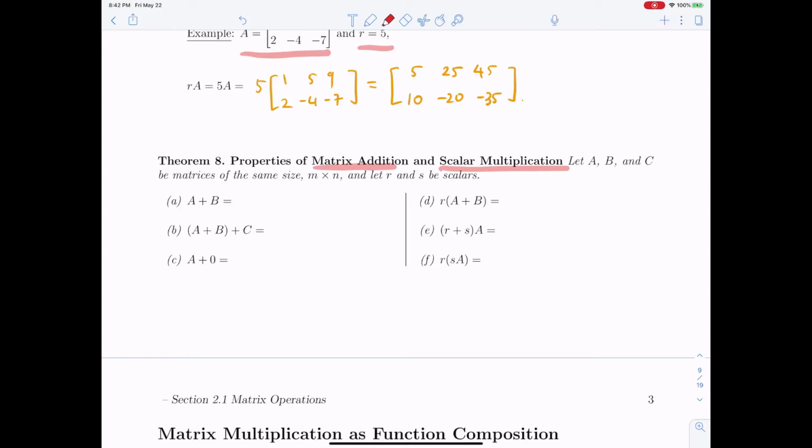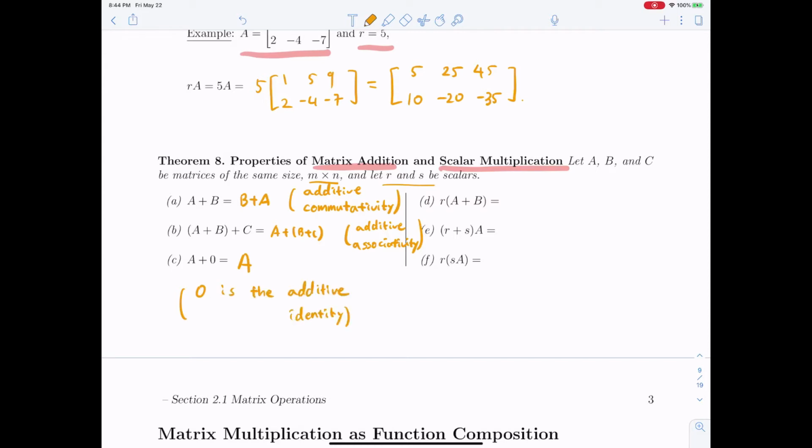Suppose you have A, B, and C as matrices with the same size, and r and s are scalars. Then A plus B equals B plus A, and we call this additive commutativity. We also have additive associativity, which gives you A plus B plus C equals A plus B plus C with any grouping. And if you add the zero matrix to a matrix, you get A itself. So we call 0 the additive identity.